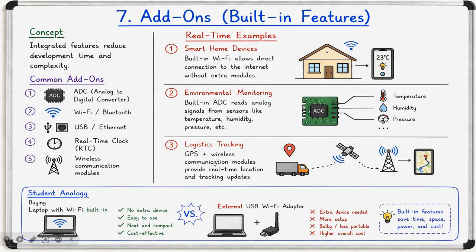So suppose you buy a laptop with Wi-Fi built in, and one more, you have an external USB Wi-Fi adapter. Buying a laptop with built-in Wi-Fi is easier and cleaner, and using an extra USB Wi-Fi adapter adds extra cost, space, and complexity. So these are the selection considerations which are used to design the IoT device.